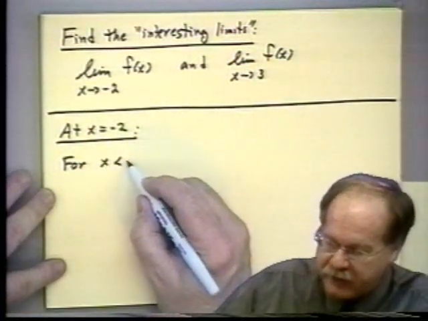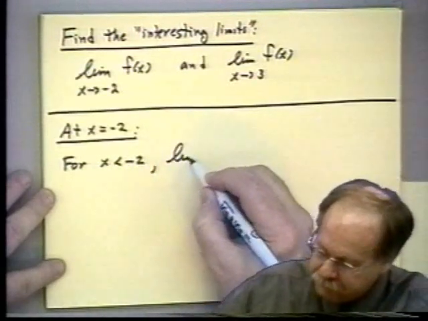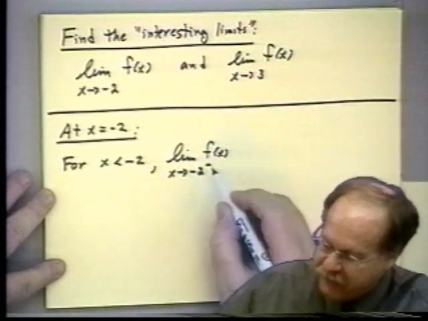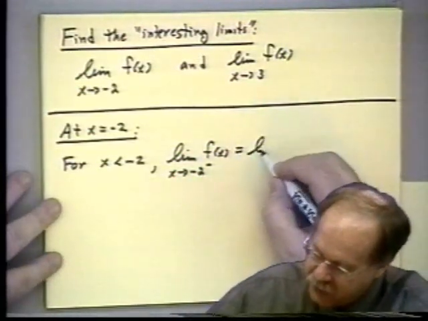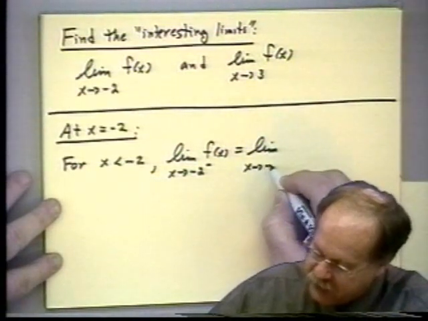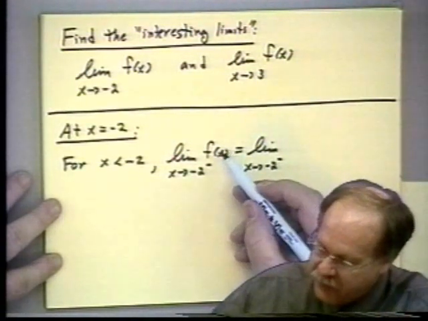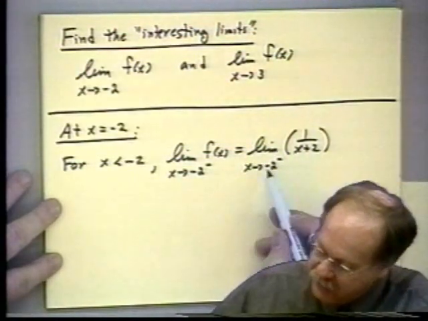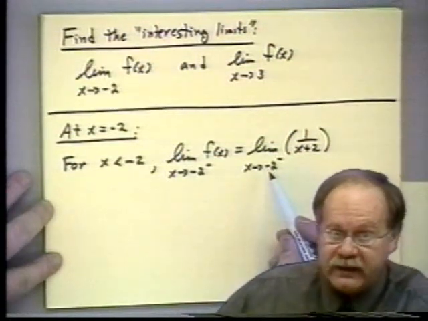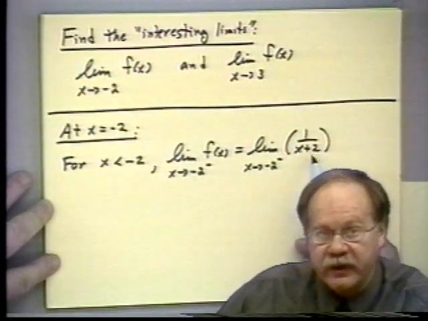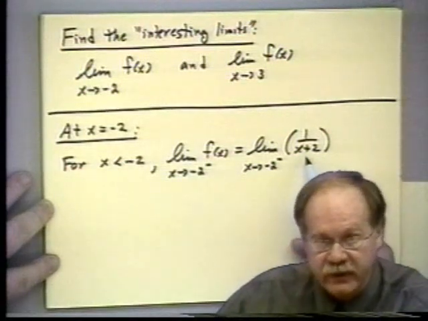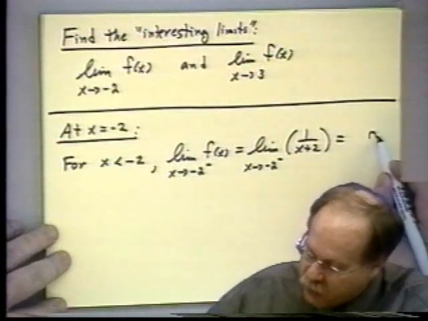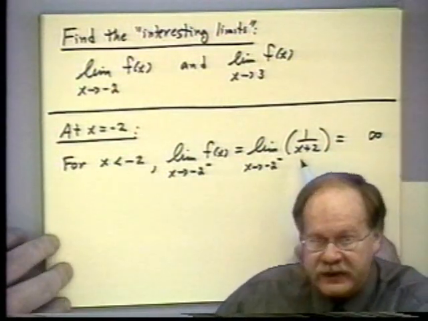So for x less than minus 2 here, if we take the limit of the function as x approaches minus 2 from the left, remember that symbolism, that is going to be the limit as x approaches minus 2 from the left. What is the functional value to the left? If you recall, it's 1 over x plus 2. And then as x approaches minus 2, no matter what side you come from, 1 over x plus 2 is going to go to infinity because the bottom is going to 0. The only question is whether it's positive or negative infinity. So we know that it is one of the two infinities. Let's see if we can determine the sign.